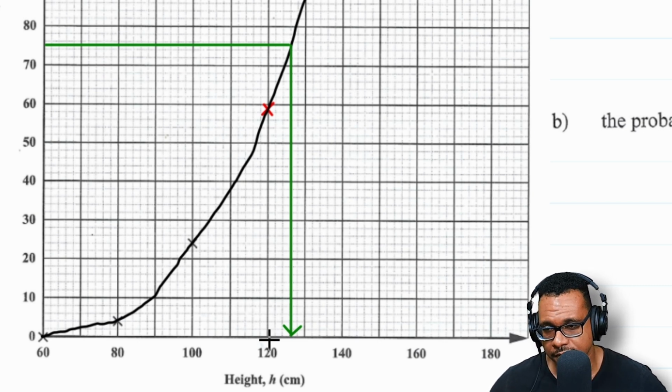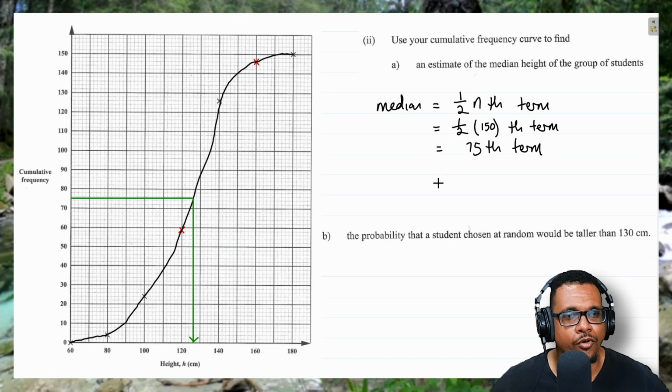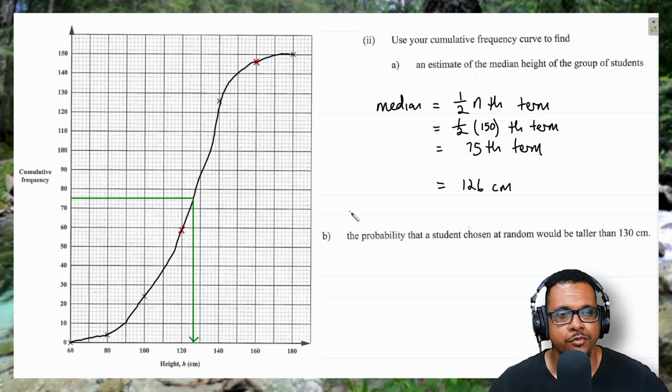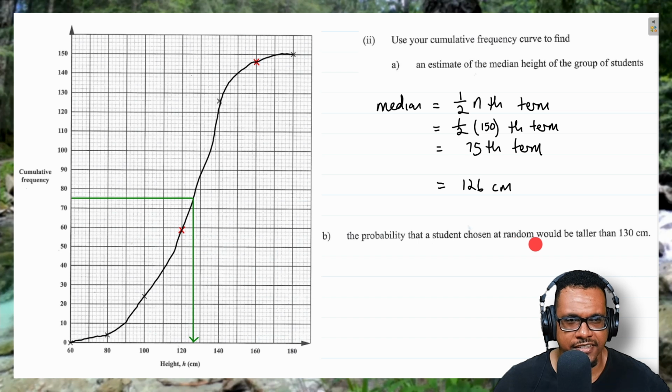So here's 120, 122, 124, 126. Therefore, our median is 126 centimeters, and that will be the median height. Now here we have part 2, part B: the probability that a student chosen at random would be taller than 130 centimeters. So taller than 130 centimeters.